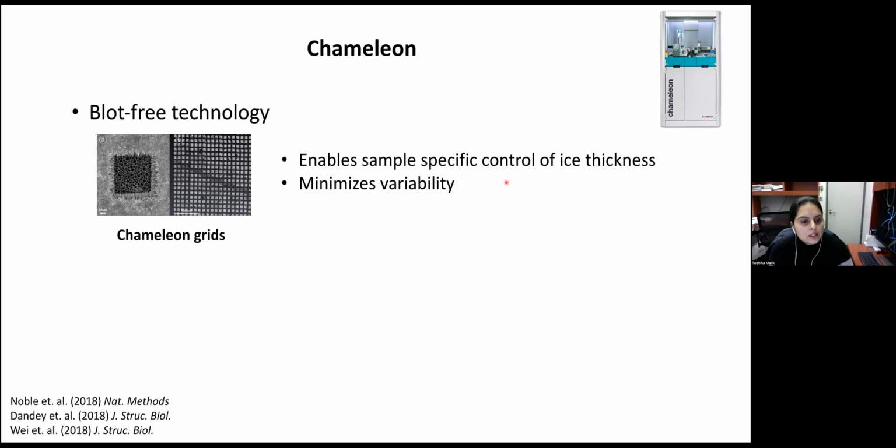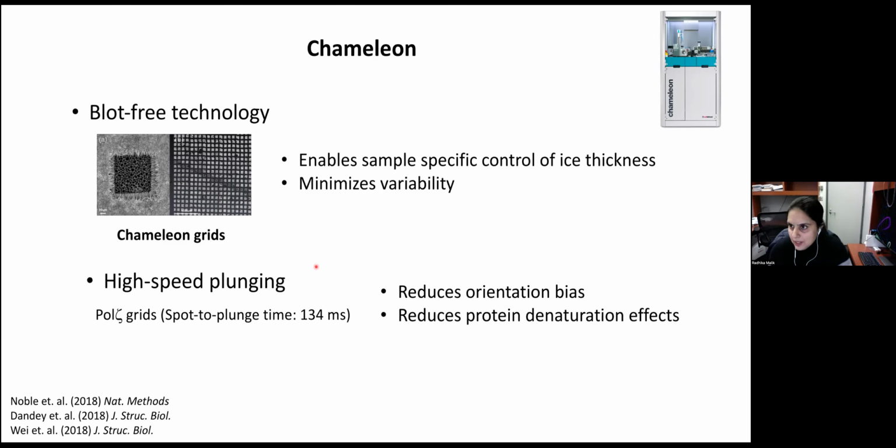In addition, it also uses high-speed plunging. So basically, it doesn't allow enough time for your proteins to align to the air-water interface. And by doing that, it reduces the orientation bias. And it also reduces the protein denaturation effects that would happen during conventional freezing. So for the Polζ grids for the ternary complex, we optimized a spot-to-plunge time of around 130 milliseconds, and that worked brilliantly for us.